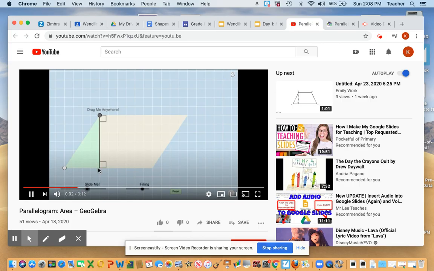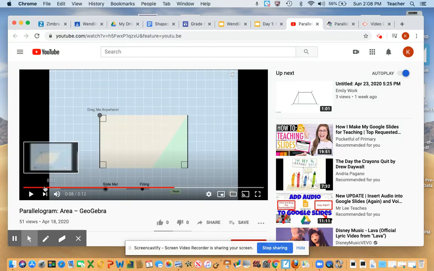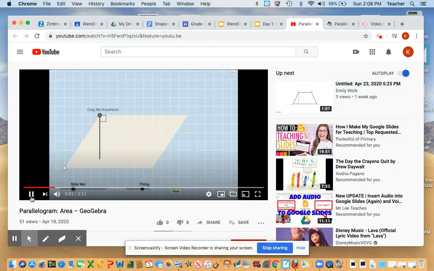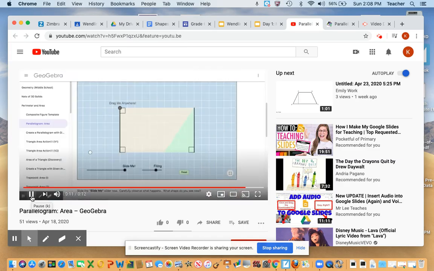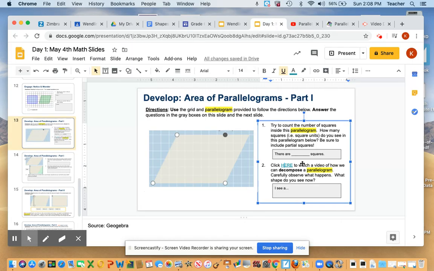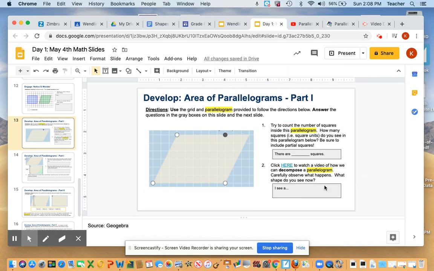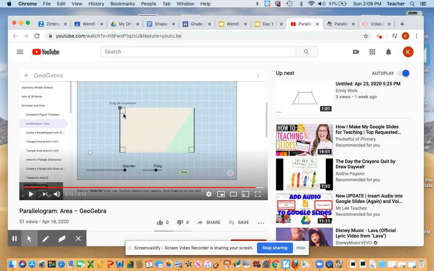A line comes down, which is the height. It's how tall it is. And then that extra piece that's cut off is moved over to the right. And we have a new shape. Again, we started off with a parallelogram. That triangle was cut off and moved down. And now we have a new shape. And your question for number 2 is to tell me what shape you see. When this piece was cut off, this triangle slid over, and we wound up with this. What shape is it?